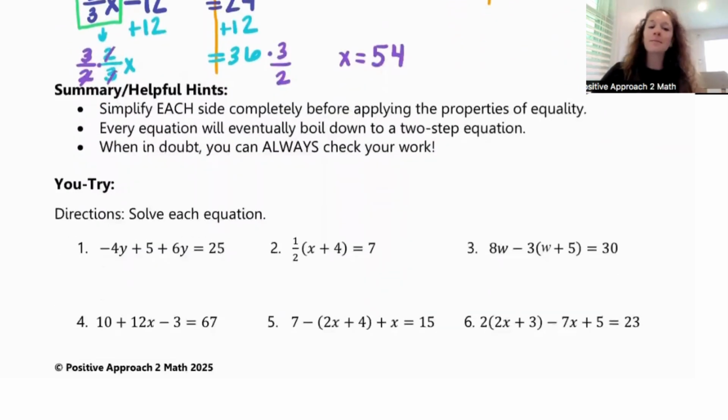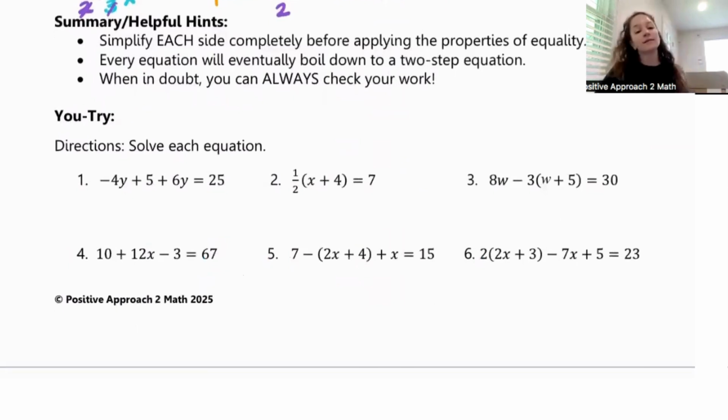So a summary and some helpful hints: make sure you condense each side of your equation before you start moving things over. So condense your left-hand side, make sure there's no parentheses from distributing, make sure there's no like terms to combine. Once you do those two things, then you're ready to apply your inverse operations and move things over to other sides. Same side, simplify, same operation. Everything, as we see, boils down to a two-step equation. So we combine like terms, distribute, all that good stuff, and then it's a two-step equation. And when in doubt, I told you you're going to see this every lesson here, you can always check your work.